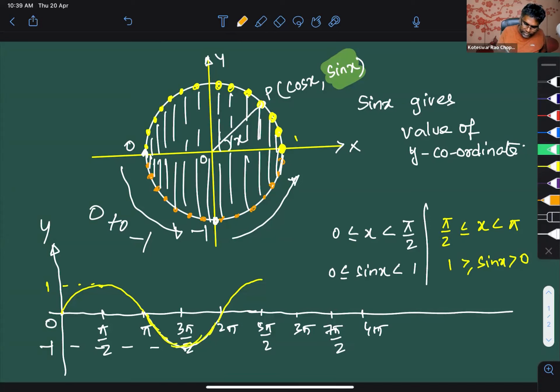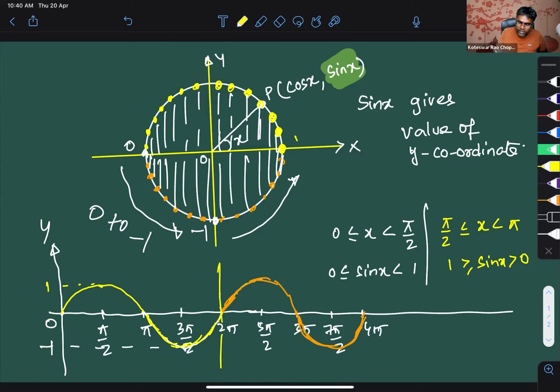So now I'll use a different color. Now it goes to again +1. Again, it will drop. Again, it will go to -1. It will come back. Now, do you see, Harsha? Every 2 pi radians, you get the same output from sine. Yeah. So that is why we are saying the period is 2 pi.